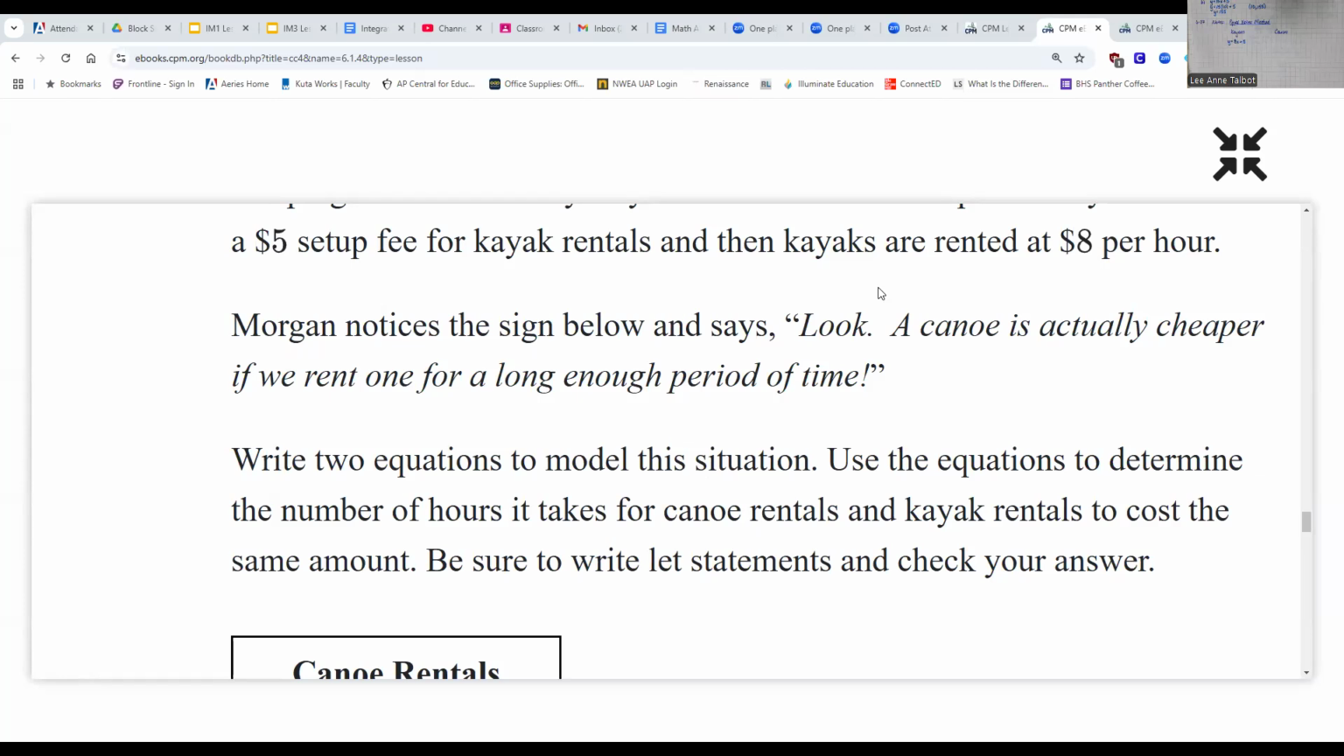Morgan notices the sign below and says, look, a canoe is actually cheaper if we rent one for a long enough period of time. I don't really like canoes though. Kayaks are way better. I don't even care if it costs more. Anyway, just say, you like a canoe better?